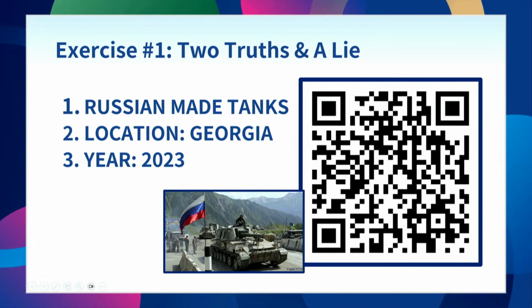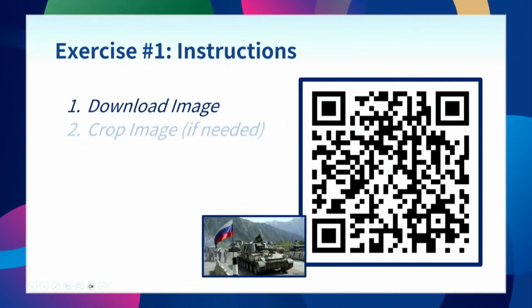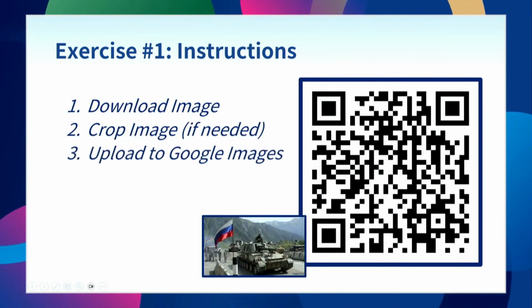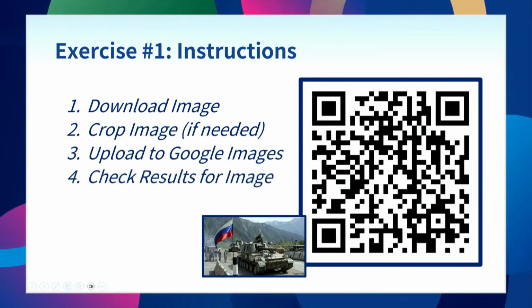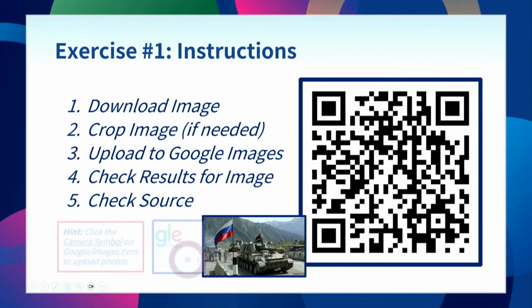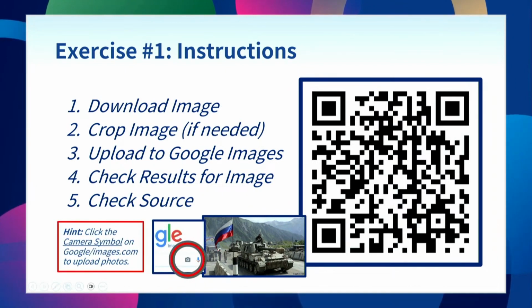So to go through the exact steps that we did last time: download the image, crop if you need it, upload it to Google Images, check the results of the image, and check the source. What you're looking for here is any articles where it's been mentioned, where it first popped up, because that'll actually tell you much more about the photo than just this random photo. Because I can say this is from Ukraine, but let's actually double check it. So you're looking for where that article first pops up. Now there's also a bit of a hint. It's the little camera icon there on Google Images that you want to be pumping it into.